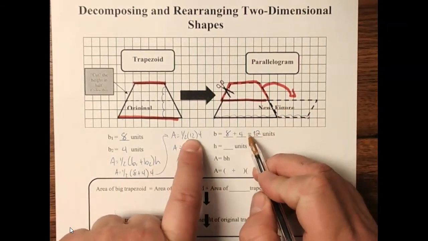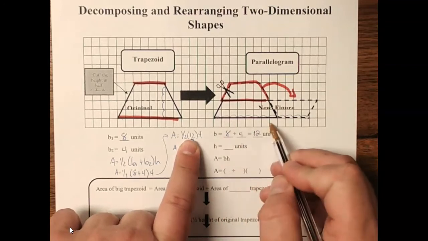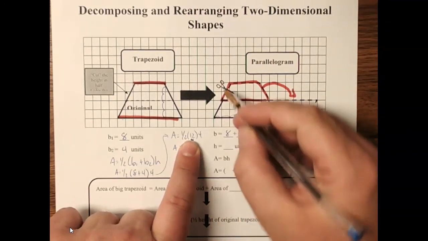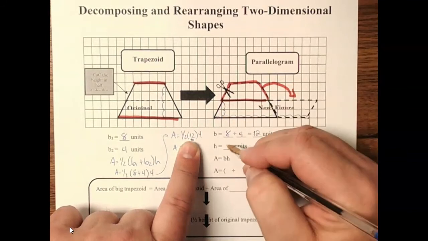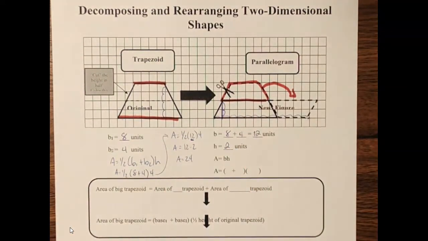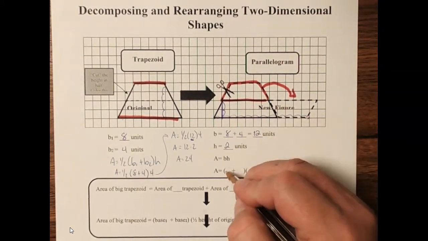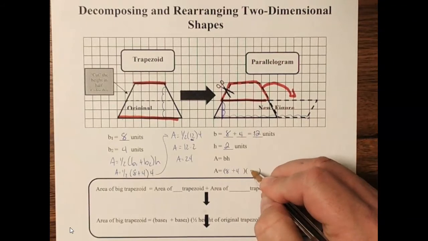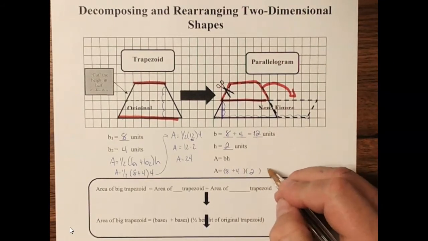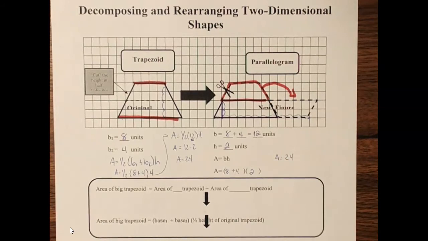Notice that we have the same number here. B1 plus B2, B1 plus B2. So for my parallelogram, my base is 12 units. My height here is 2 units, because it is perpendicular from the bases. 12 times 2, so I have 8 plus 4 times 2, which is area equals 24. Okay.